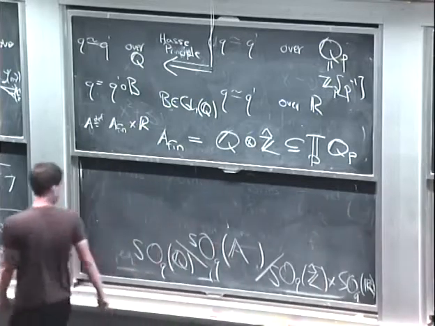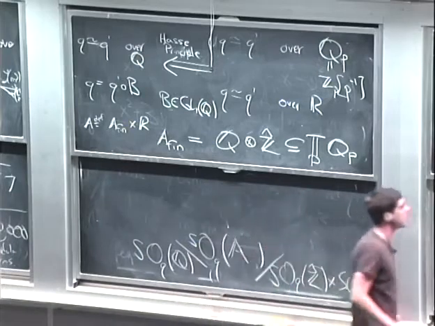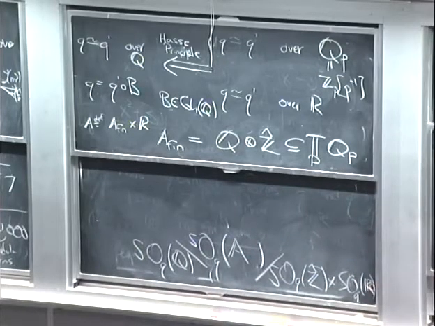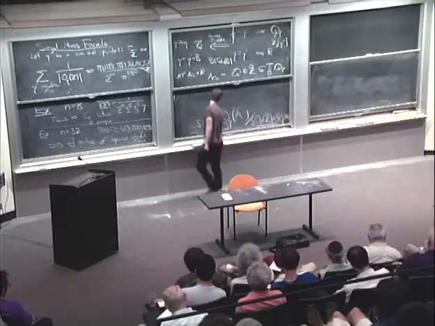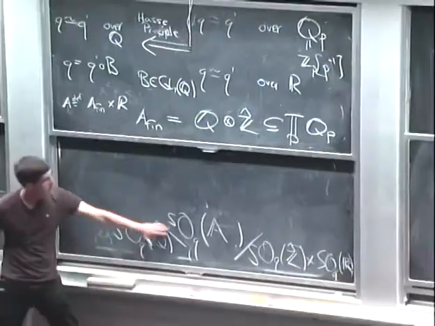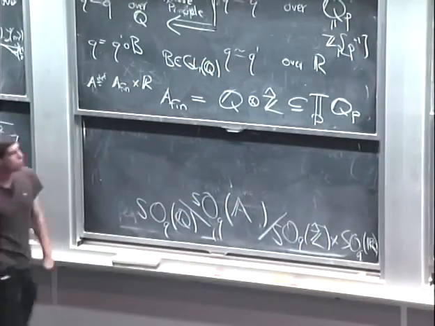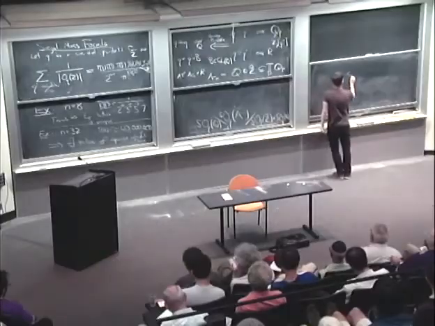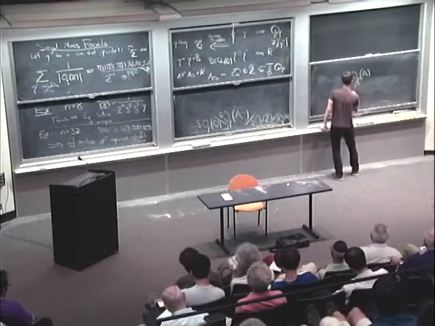All right, so why have I made these maneuvers? Well, this ring of adeles has some very convenient properties. First of all, it's a topological ring, and its topology is locally compact. So SO_Q over the adeles is a group of matrices over the adeles that inherits a topology, and it's a locally compact group. So SO_Q(A), let me just say, this is locally compact.